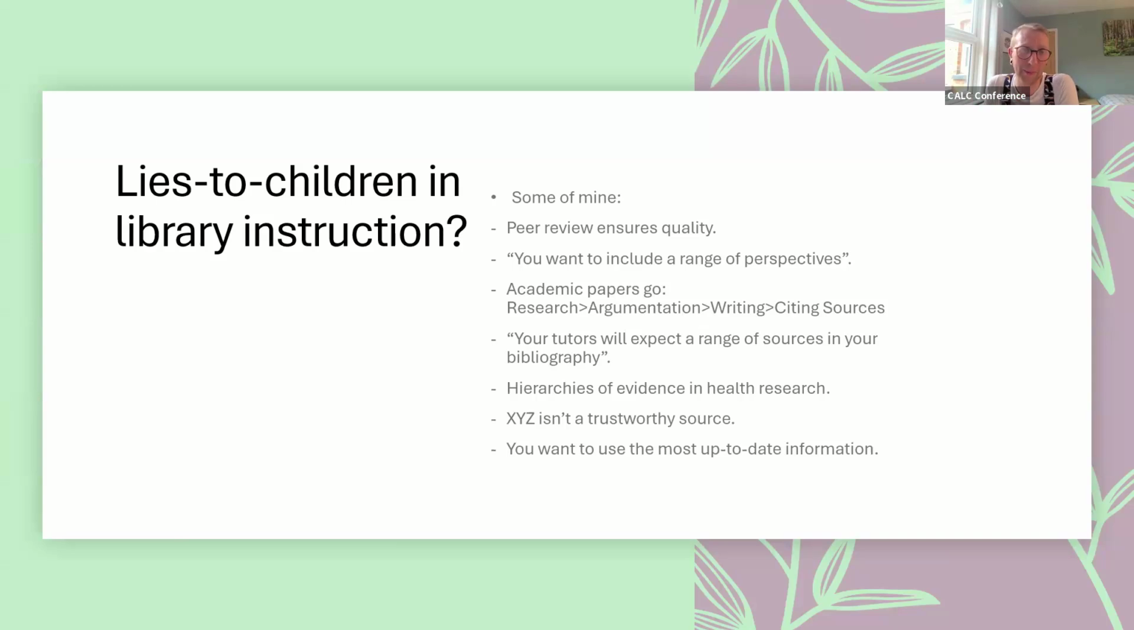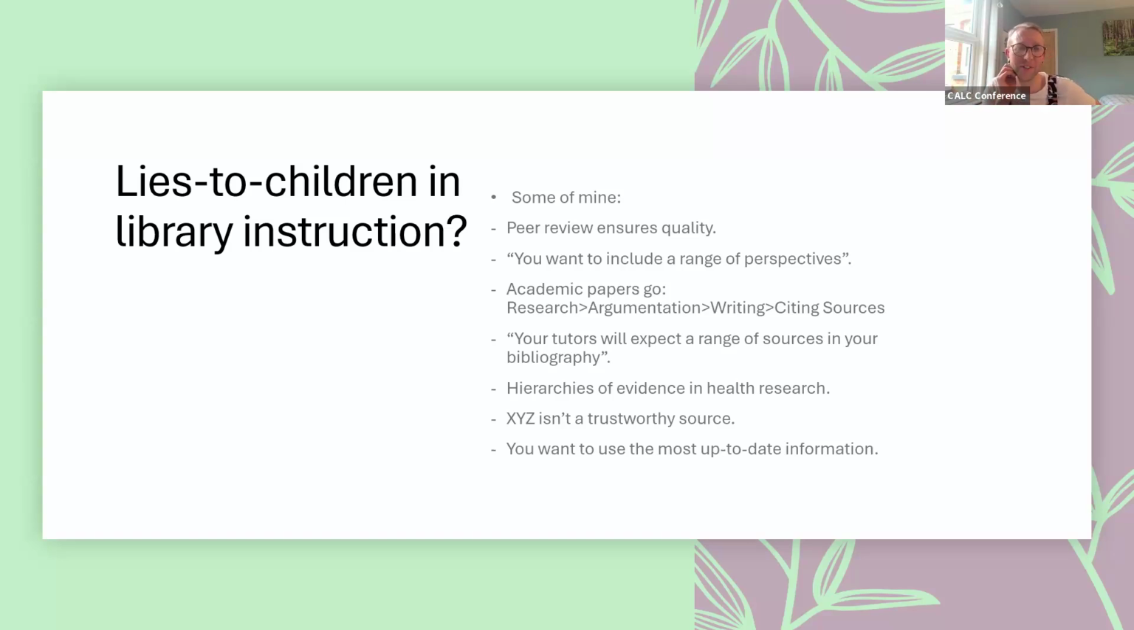I've also talked to people about including a range of perspectives when they're planning assignments. And again, not completely inaccurate, but very oversimplified, because actually putting all perspectives forward gives equivalence to every different idea on a topic. And actually, some might not necessarily warrant inclusion. And there are certain debates where it is fairly settled.